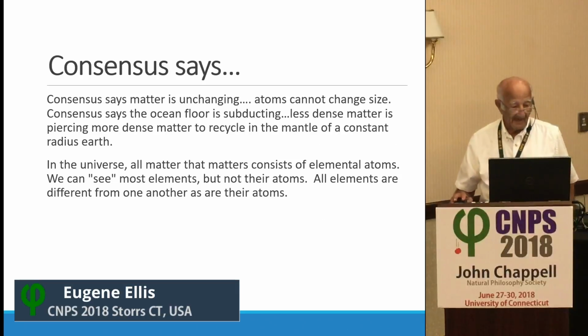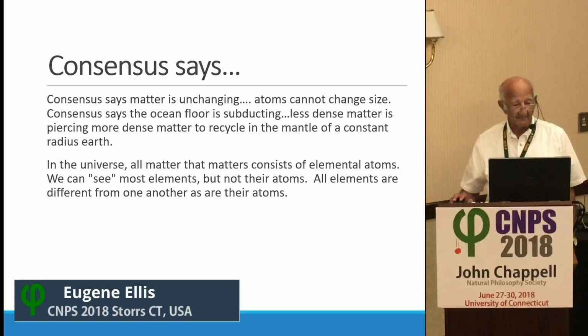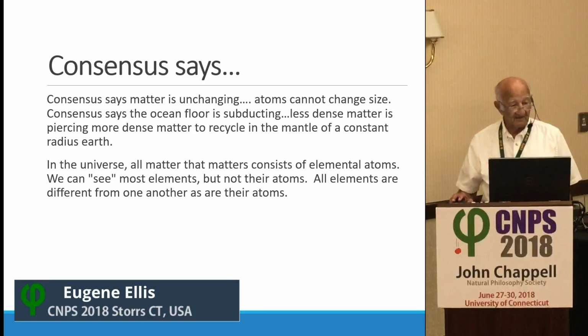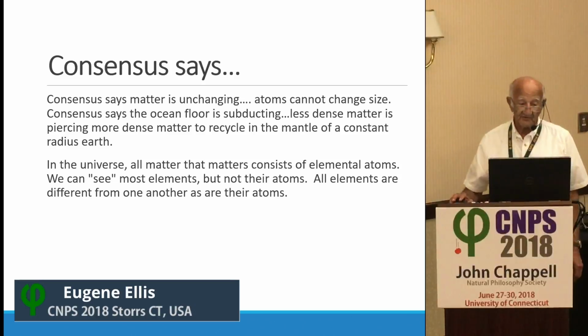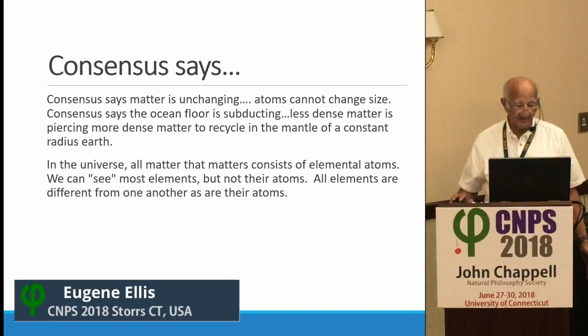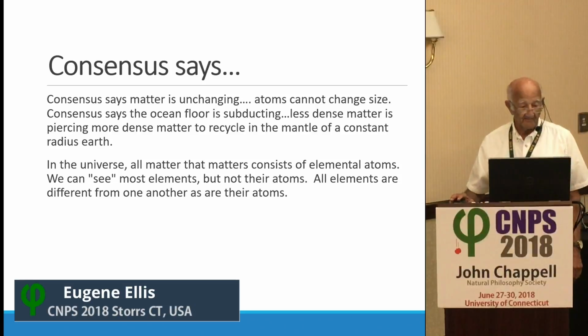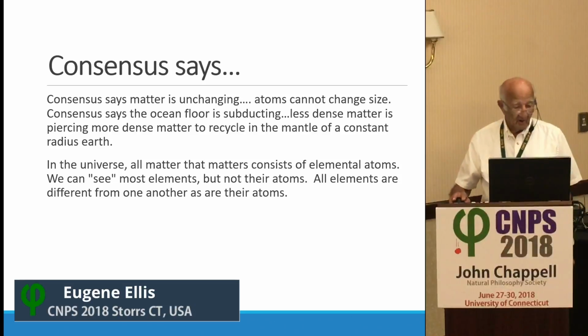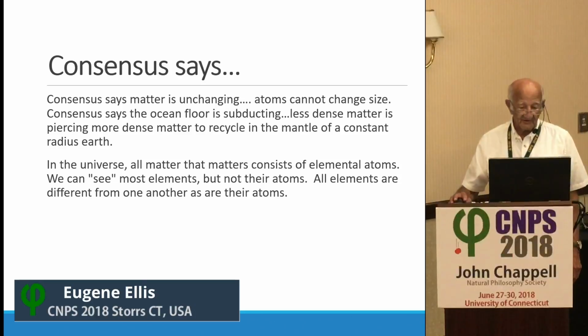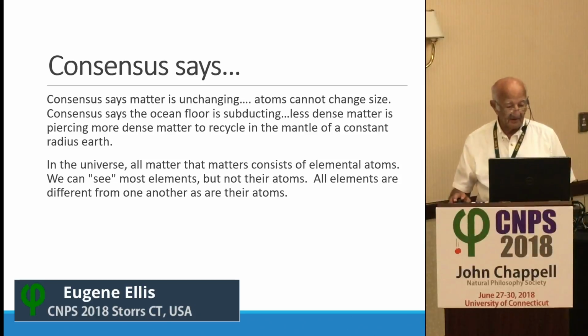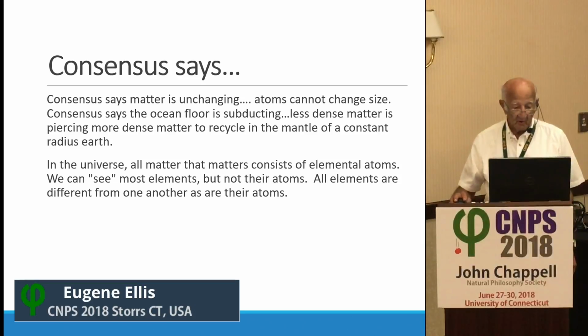Consensus says matter is unchanging. Atoms cannot change size. Consensus says the ocean floor is subducting. Less dense matter is piercing more dense matter to recycle in the mantle of a constant radius Earth. In the universe, all matter that matters consists of elemental atoms. We can see most elements, but not their atoms. All elements are different from one another, as are their atoms.